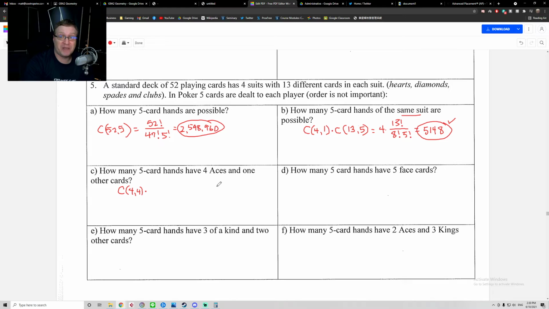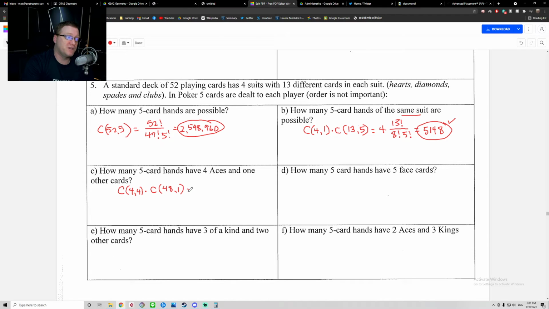Then, after we have chosen all of the aces, we have 1 more card left. Well, how many cards are left in the deck? 52 minus 4, which is 48. And from those, we are going to pick 1. We only need 1 more card, right? So we're going to say, all right, well, there's 48 cards left, and we just need to pick 1 of them.